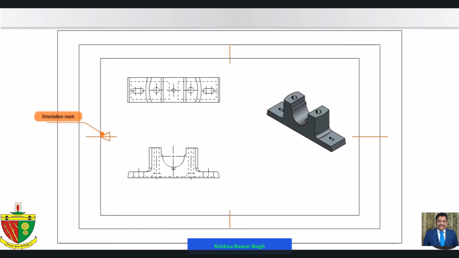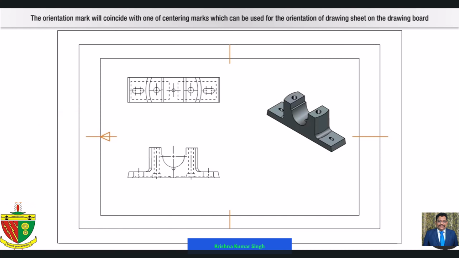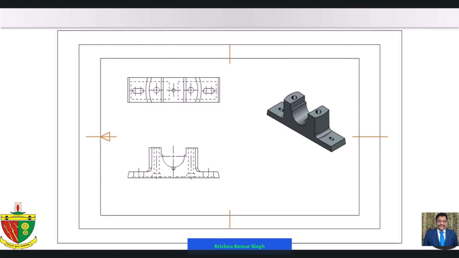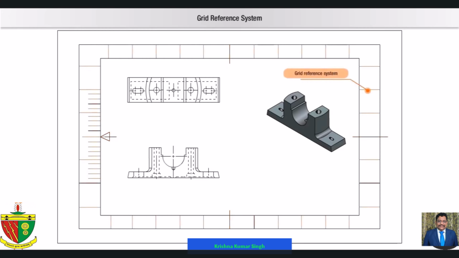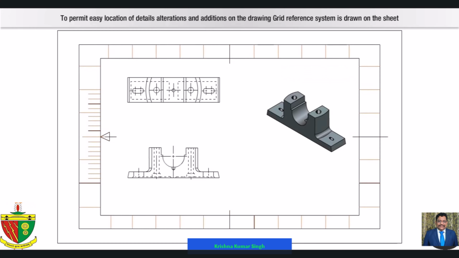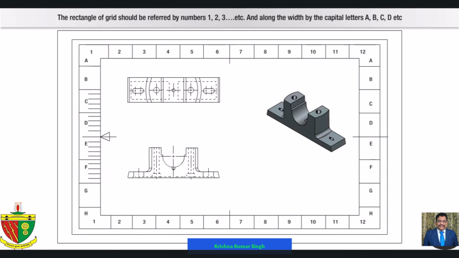Orientation mark. The orientation mark will coincide with one of the centering marks which can be used for the orientation of the drawing sheet on the drawing board. Grid reference system. To permit easy location of details, alterations and additions on the drawing, a grid reference system is drawn on the sheet. The rectangles of the grid should be referred to by numbers 1, 2, 3, etc. along the length and along the width by the capital letters A, B, C, D, etc.